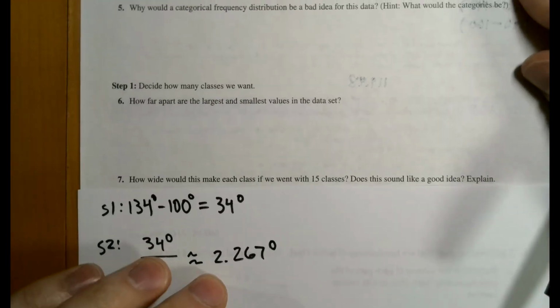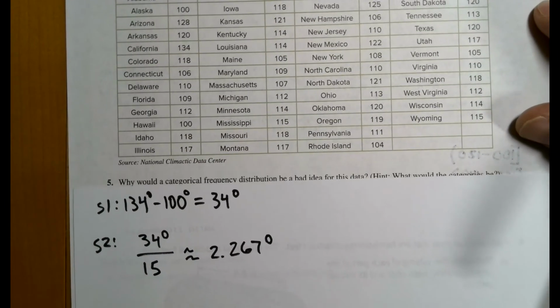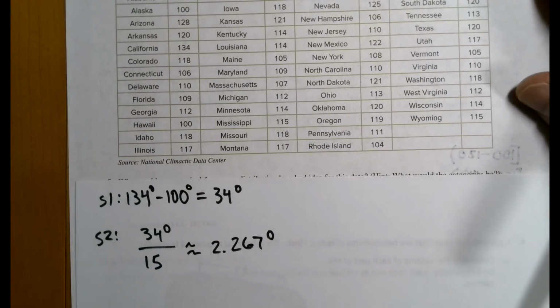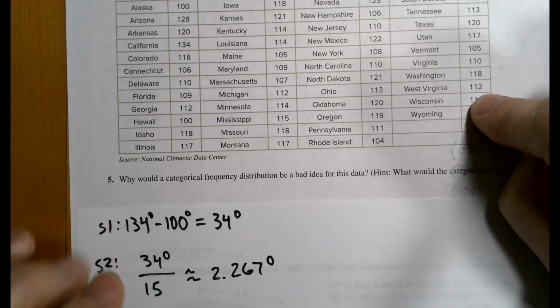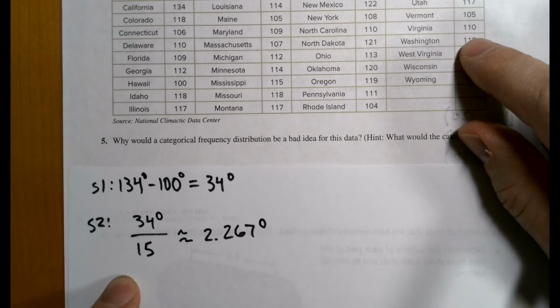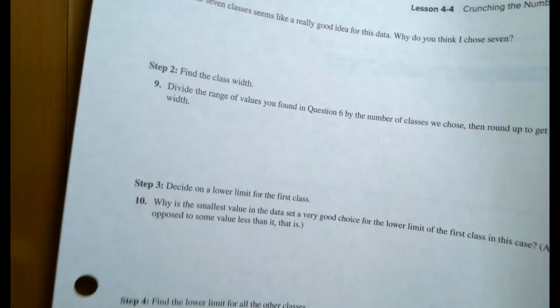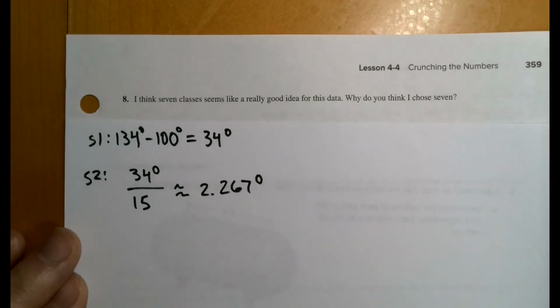And I don't think this is a good idea because there's only 2 degrees difference between each class. So we're not really going to get a good look at how spread out the data are, or what are the most common high temperatures, etc. And if you think about how many data values we have, there's 50, and we're distributing those 50 data values into 15 different classes, we're not really going to get a better idea of what's happening with this data. So our author knew that. He wanted us to experience choosing a bad amount of classes.